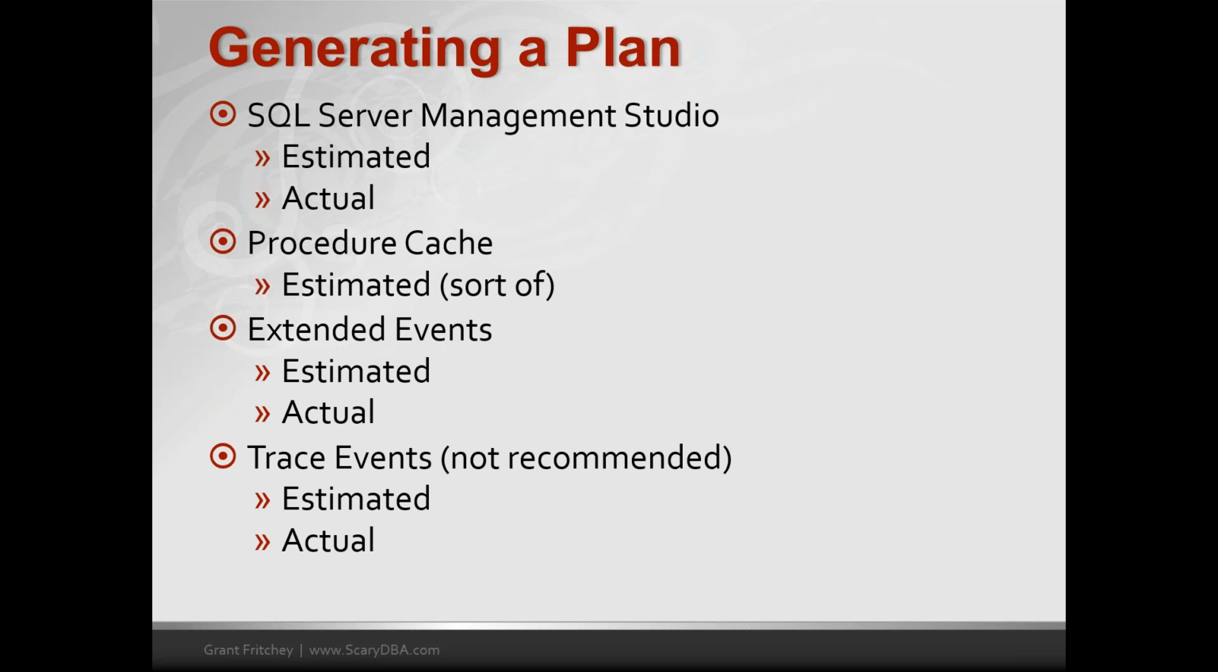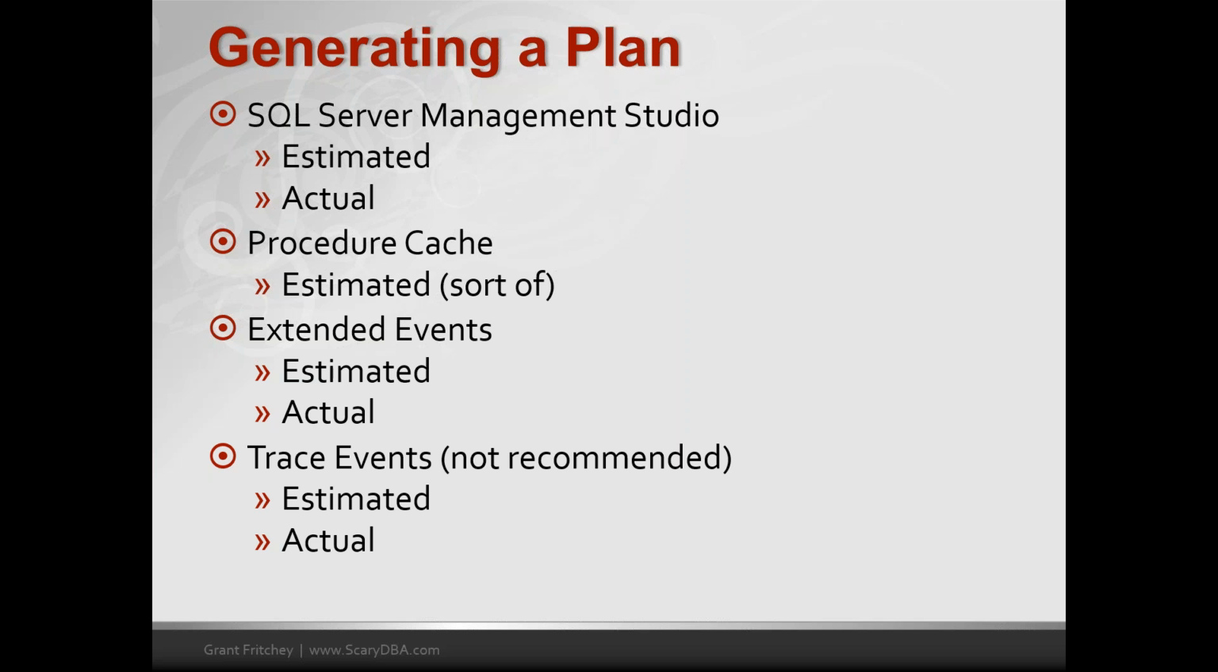Now, execution plans actually come in two flavors, but that's a lie. I want to say it up front. You can get an estimated execution plan, or you can get an actual execution plan. And there's a whole bunch of ways that you can get them. One way is you can manually generate them yourself through Management Studio. I'm going to demo that today. You can also pull them directly out of the procedure cache, and I'll show you how to do that as well. You can also capture them using extended events if you're running SQL Server 2008 or better.